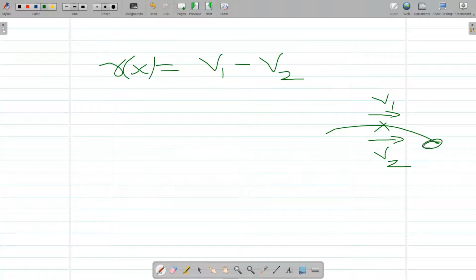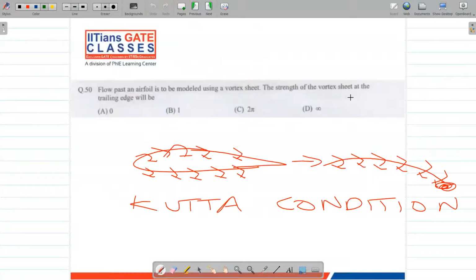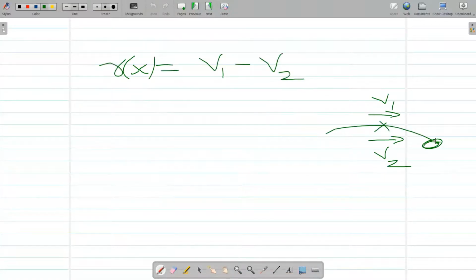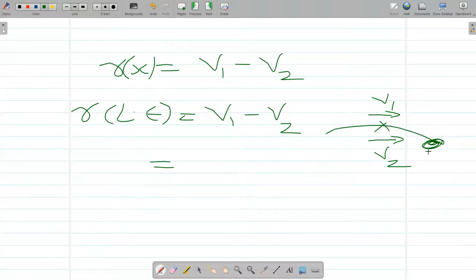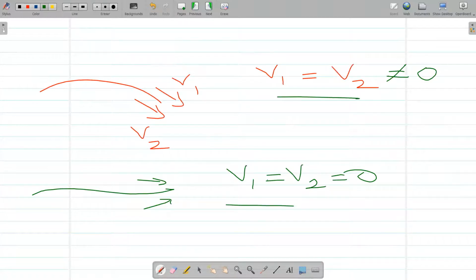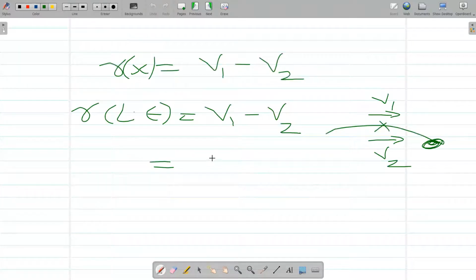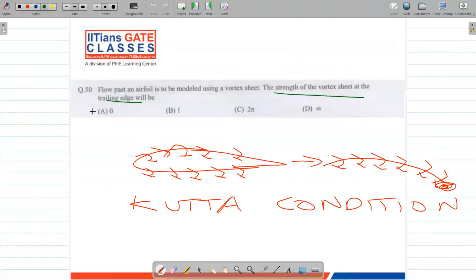Now our focus, from the question, is the strength of the vortex sheet at the trailing edge. So gamma at the trailing edge is v1 minus v2, as we know. And from the Kutta condition, we know that either v1 must be equal to v2 or v1 and v2 should both go to 0. So in either case, the strength of gamma at the trailing edge will be equal to 0, essentially meaning that the strength of the vortex at the trailing edge should be 0. So option A.